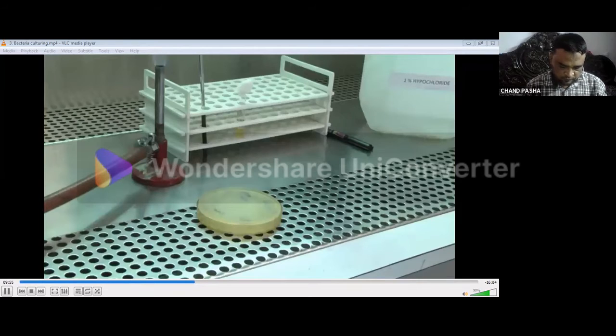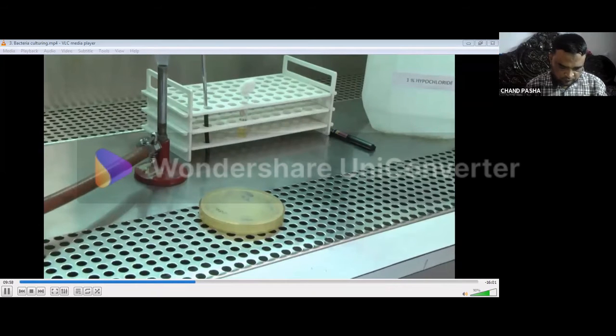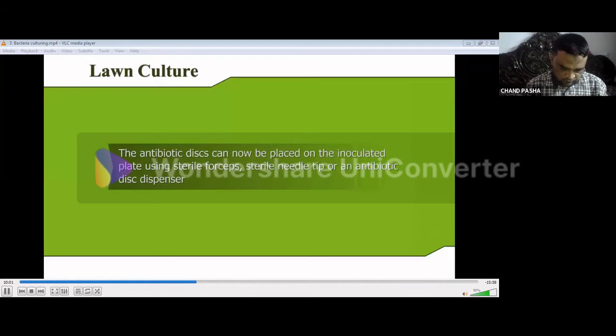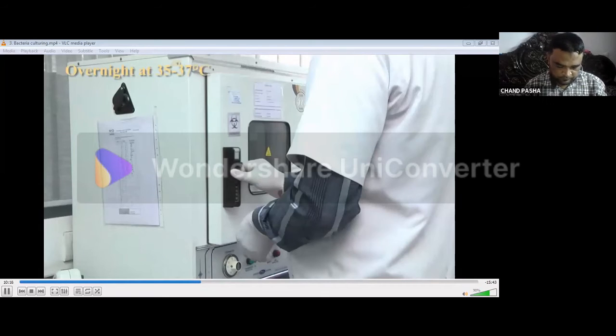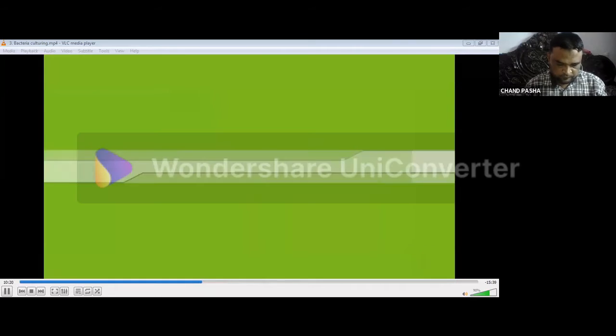Allow the plate to dry for a few minutes with the lid closed at room temperature. The antibiotic discs can now be placed on the inoculated plate using sterile forceps, sterile needle tip, or an antibiotic disc dispenser. Incubate the plate overnight at 35 to 37 degrees centigrade and read the results next day.